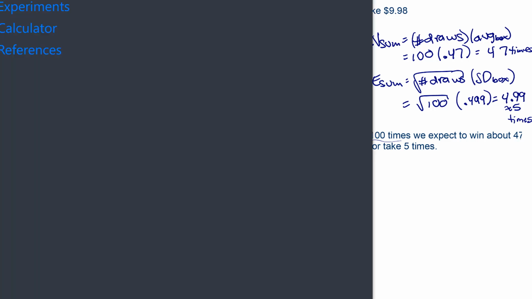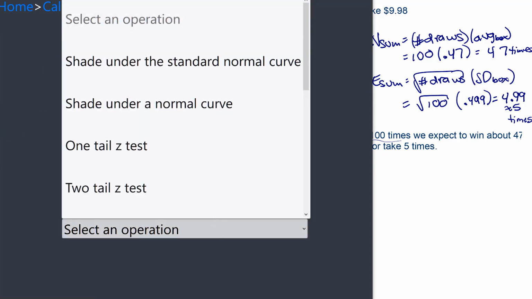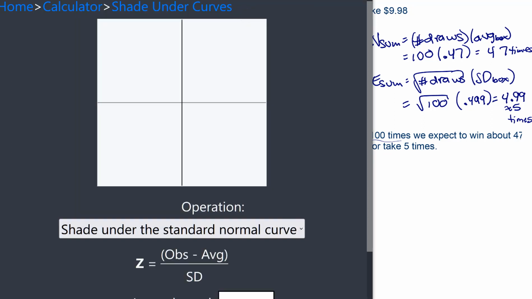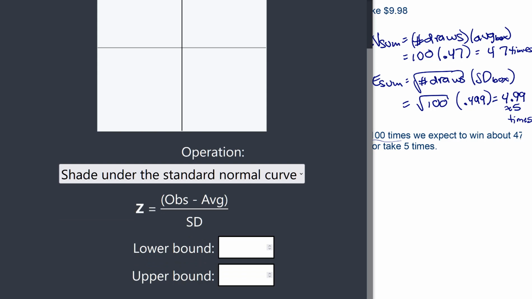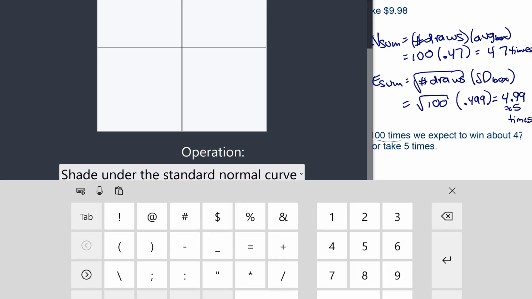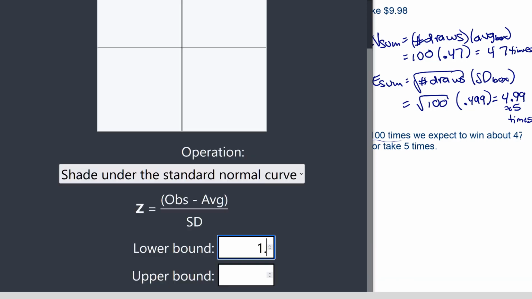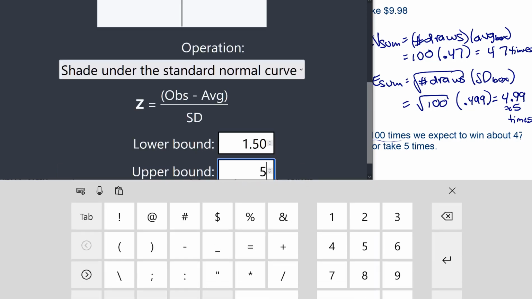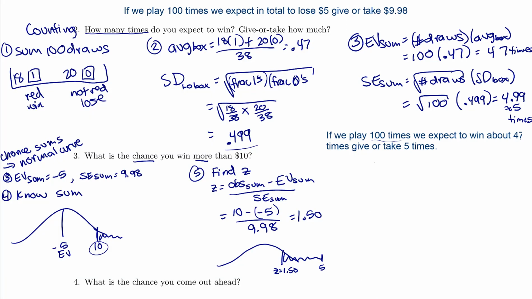Then I go to my Fun with Stats bit bucket, and I go to calculator, I go to shade under curves. We're trying to use a z-curve, so that does mean I need to shade under the standard normal curve, which is just the top one there. Notice z equals observed minus, and they still have written average over SD, but since we're working with sums, we do expected value and standard error. My lower bound was 1.50. My upper bound is 5, and it tells me that percentage is 6.68%.